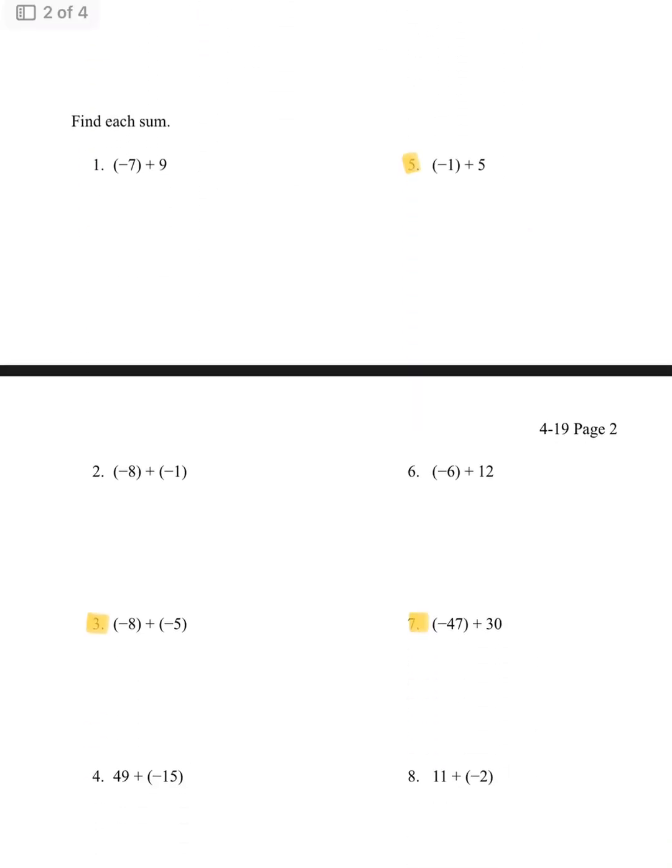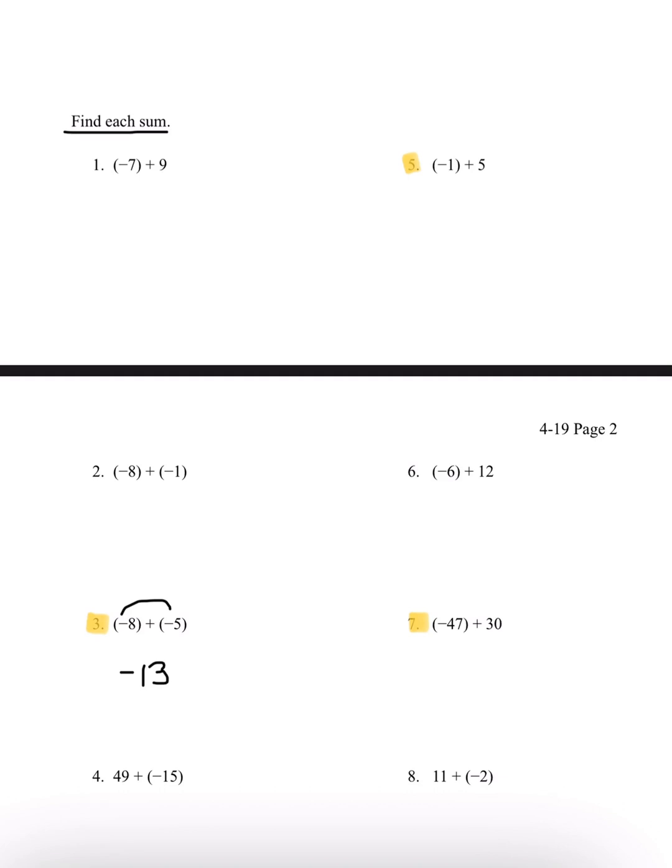Moving on, it says, find each sum. I'll be going over number 3, 5, and 7. Number 3, we have negative 8 plus negative 5. So we're going to be adding this, but don't forget the negative number. So 8 plus 5 is 13. And all you have to do is just push back the negative sign. So it's just negative 13 as our answer.